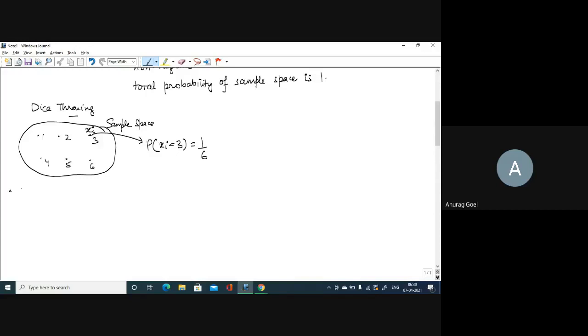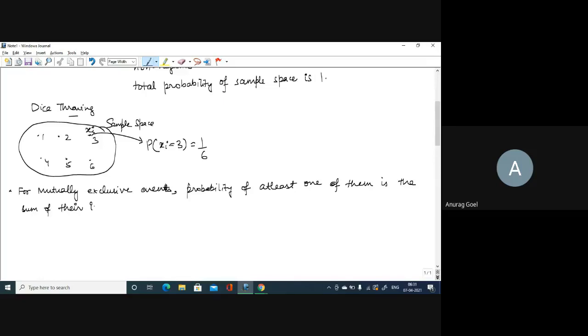Next is mutually exclusive events. If you remember, for mutually exclusive events, the probability of at least one of them is the sum of their individual probabilities.